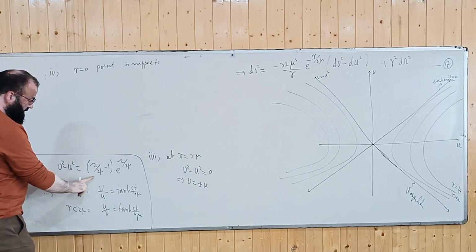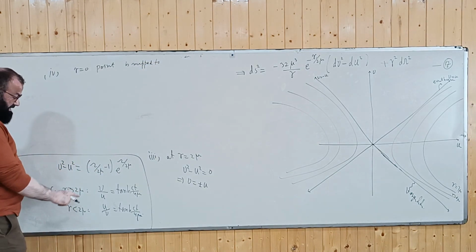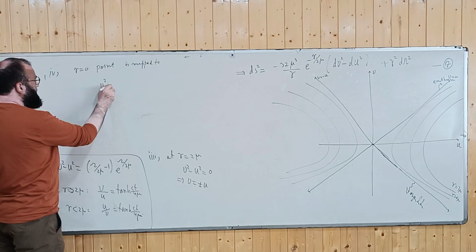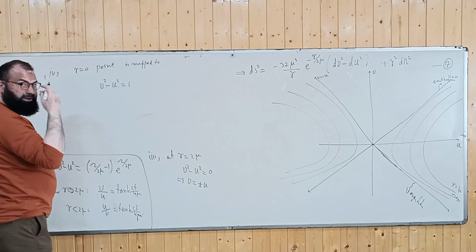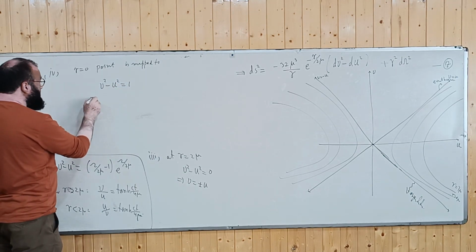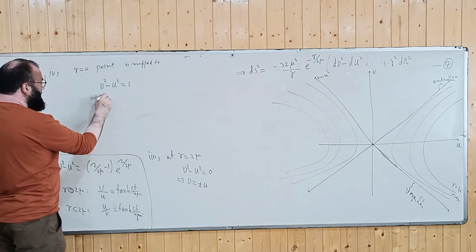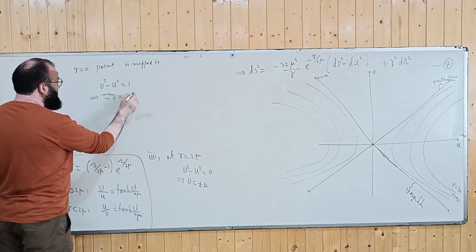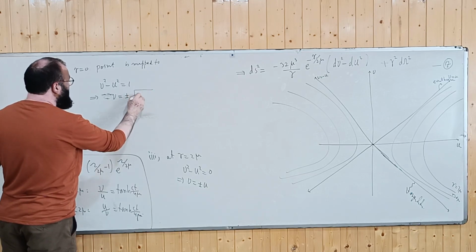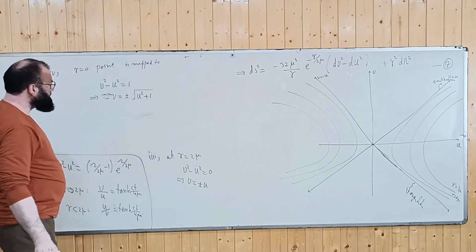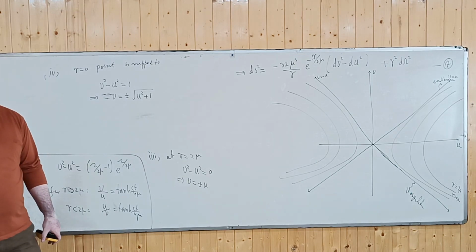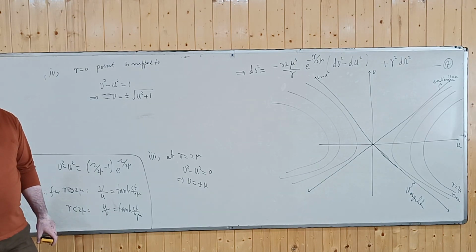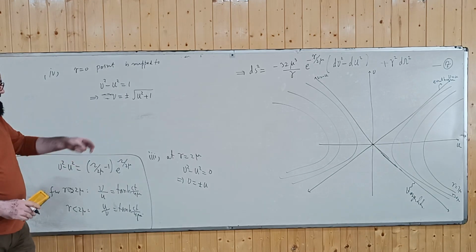Now put R equal to 0 in this very equation. So what is that? V square minus U square is equal to 1. So what does it give me? V is equal to plus minus root of U square plus 1. Is it clear?